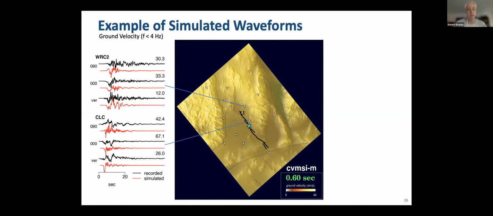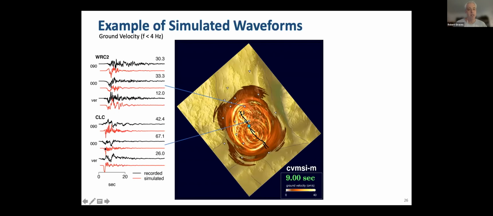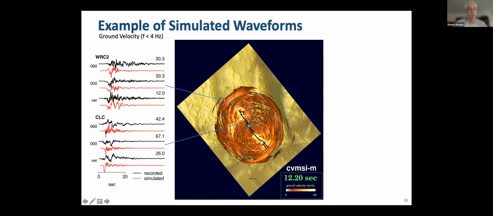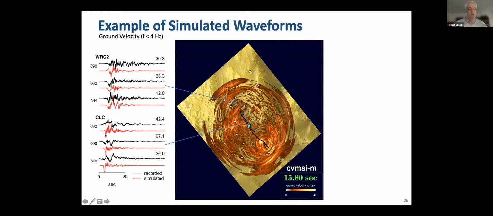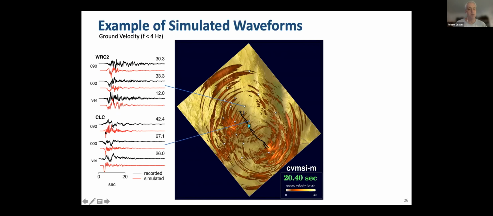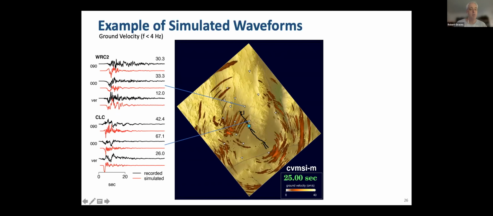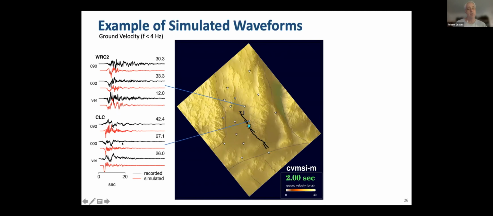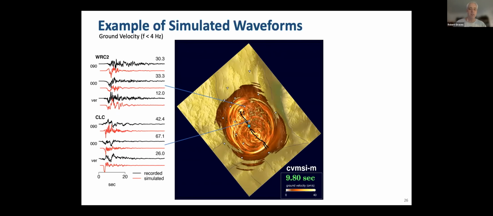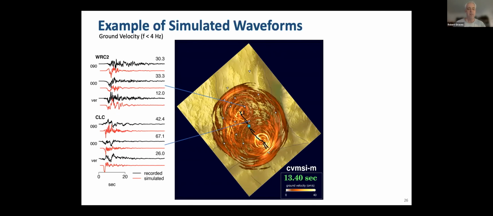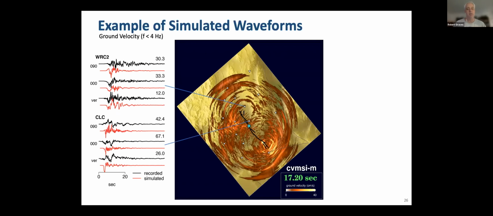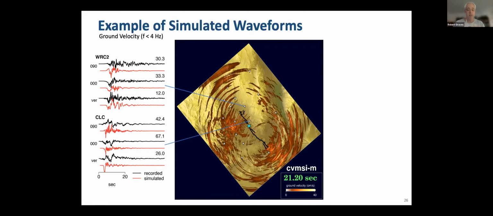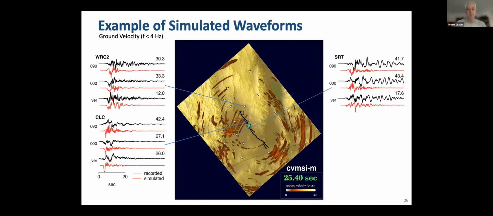Moving to a site very close to the epicenter, CLC, we actually produce a very strong pulse at the initial part of the rupture. This is a directivity pulse, and we don't see that in the observations. I suspect what's happening here is that the actual rupture was very slow in the initial part, very fragmented, and broke up the coherency. And for this particular site, that's something that we're missing.